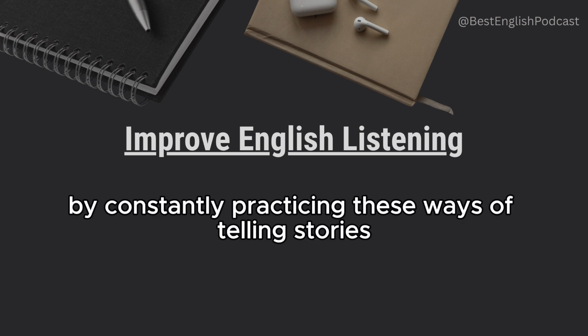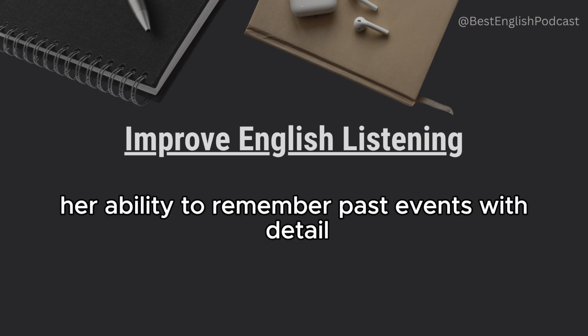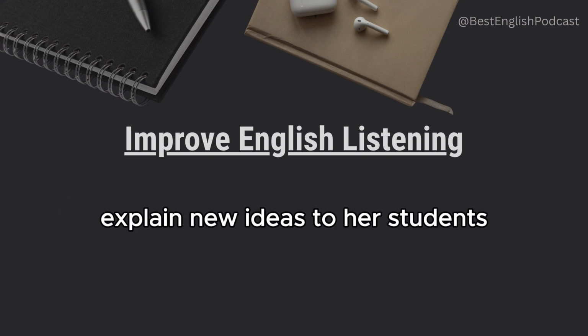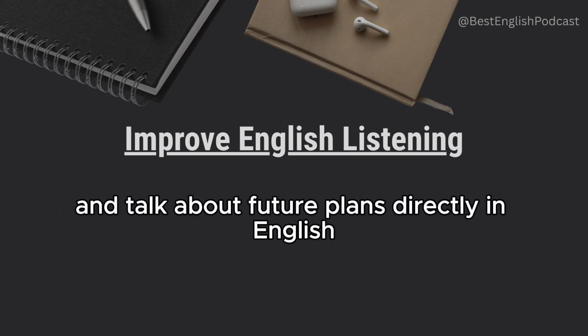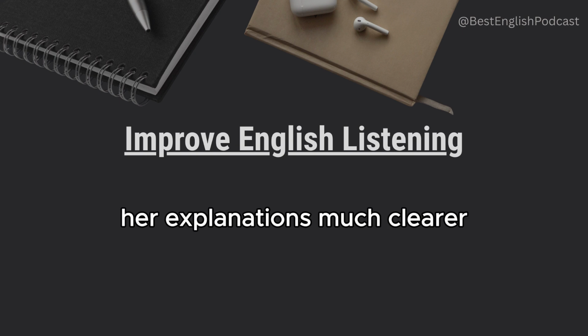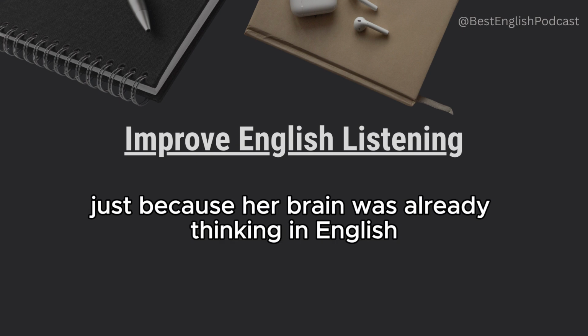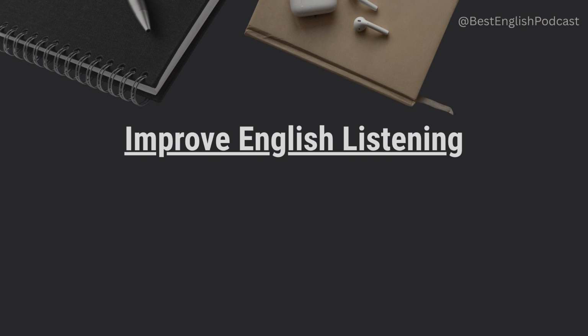Olivia found that by constantly practicing these ways of telling stories and explaining things, her ability to remember past events with detail, explain new ideas to her students, and talk about future plans directly in English greatly improved. Her spoken stories became more interesting, her explanations much clearer, and her overall communication felt easier, just because her brain was already thinking in English patterns.